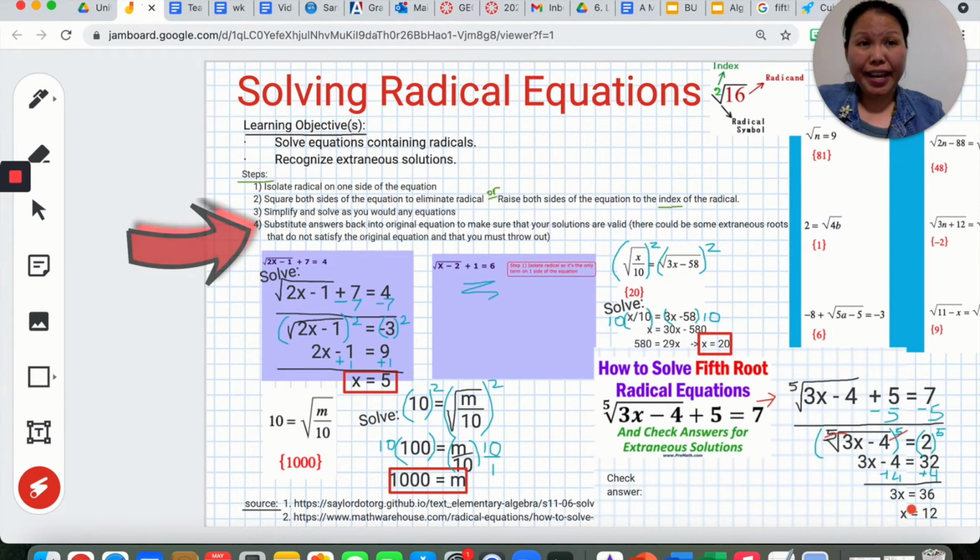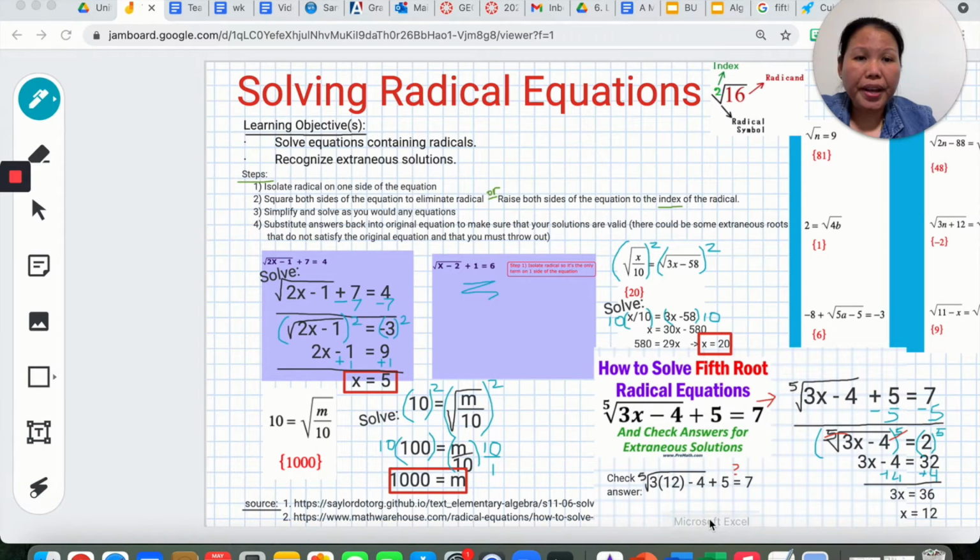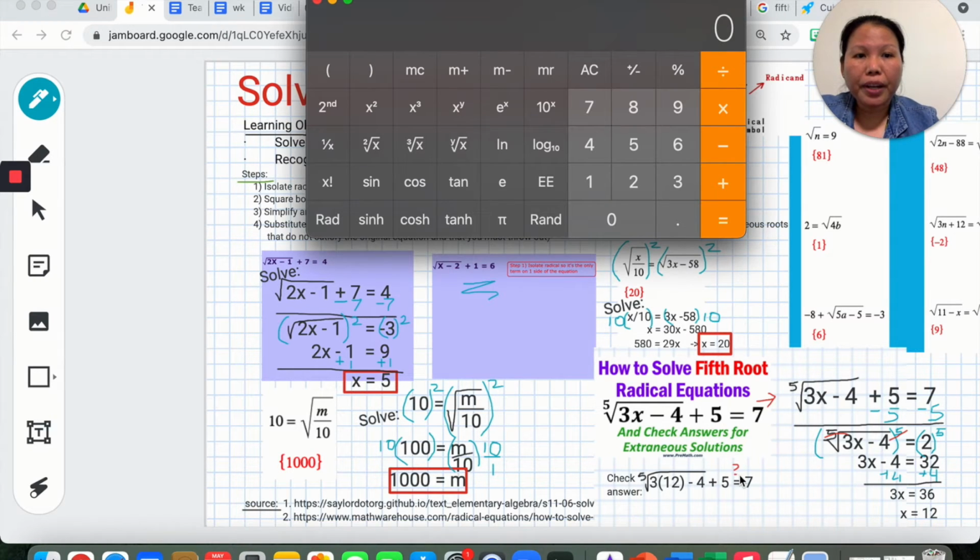We are checking the answer by substituting back in where the x is. We are going to put 12 in. So I'm going to have 3 times 12 minus 4, take this fifth root, plus 5. Is it equal to 7? Let's write it in. I put it into the equation. We can go ahead and use a calculator on this part. We put a question mark on top of the equal because we don't know the answer yet, and that's why we did not box the x equals 12 on the bottom.